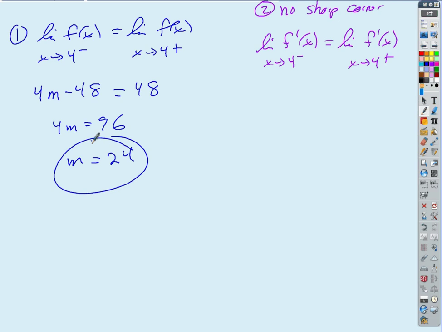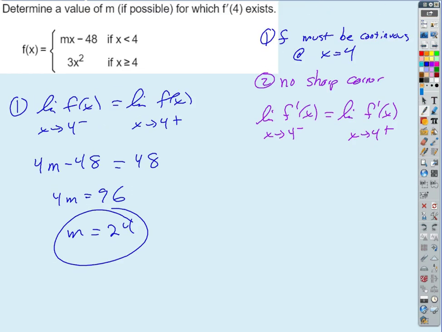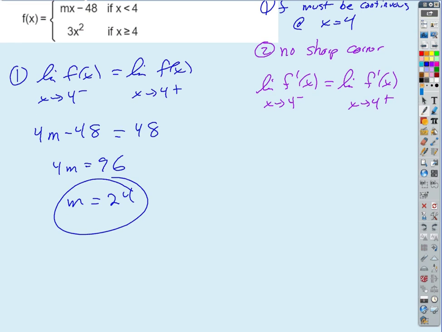Is 24 the answer? We need to check it. 24 is the answer if 24 makes criterion 2 true also. But if it doesn't, then the answer would be it's not possible, there is no such m. Okay? So we've got to check criterion 2 with 24.